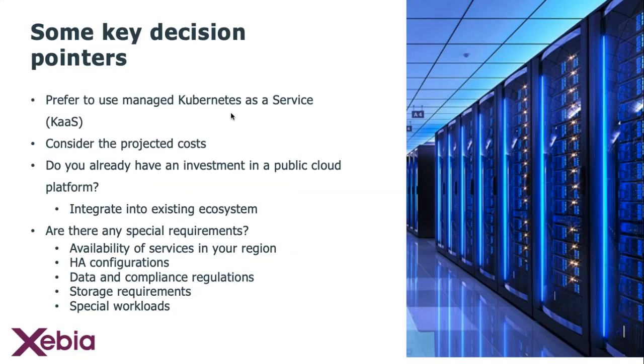But there are other decision pointers. You have to consider the costs of running managed services on the cloud, and Kubernetes has a fairly interesting pricing model on some of the cloud providers. But if you already have investment in Google Cloud or in AWS, it would probably make more sense to just integrate it into the existing ecosystem, the cloud provider that you're currently using. But then this is where the platform aspects come in. What are the capabilities that your platform needs to support? Are those supported by the Kubernetes service that the cloud provider is giving you?